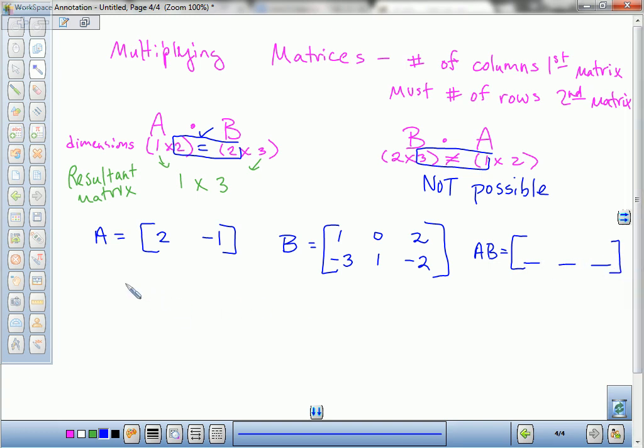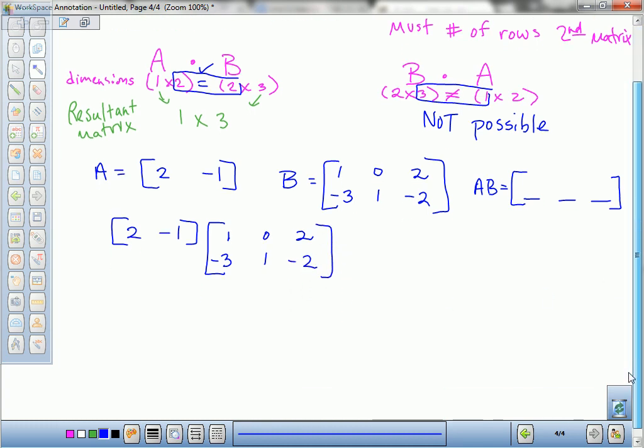So now let's do it. When we do A, which in this case is the matrix 2, -1, times B, which is 1, 0, 2, -3, 1, -2. The process is not hard, but it can seem a little tedious.